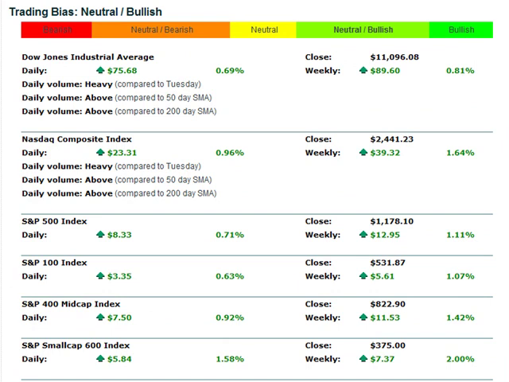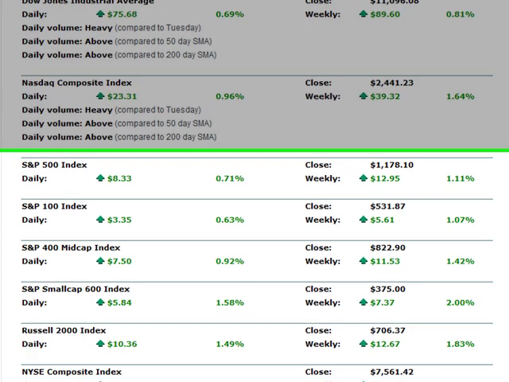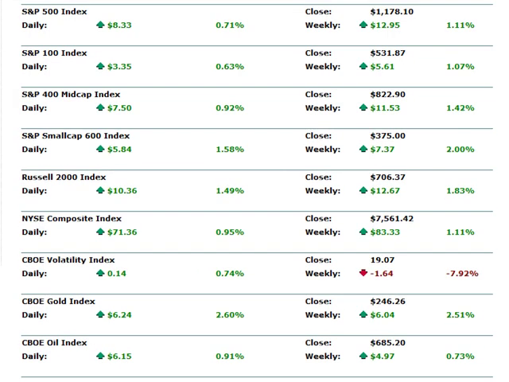Industrials, shown by the Dow Jones Industrial Average, gained 0.69% on heavy above average volume. Tech stocks, shown by the NASDAQ Composite Index, gained 0.96% on heavy above average volume. And large caps, shown by the S&P 500 Index, gained 0.71%. The 100 best stocks out there, shown by the S&P 100, gained 0.63%. Mid caps, shown by the S&P 400, gained 0.92%.